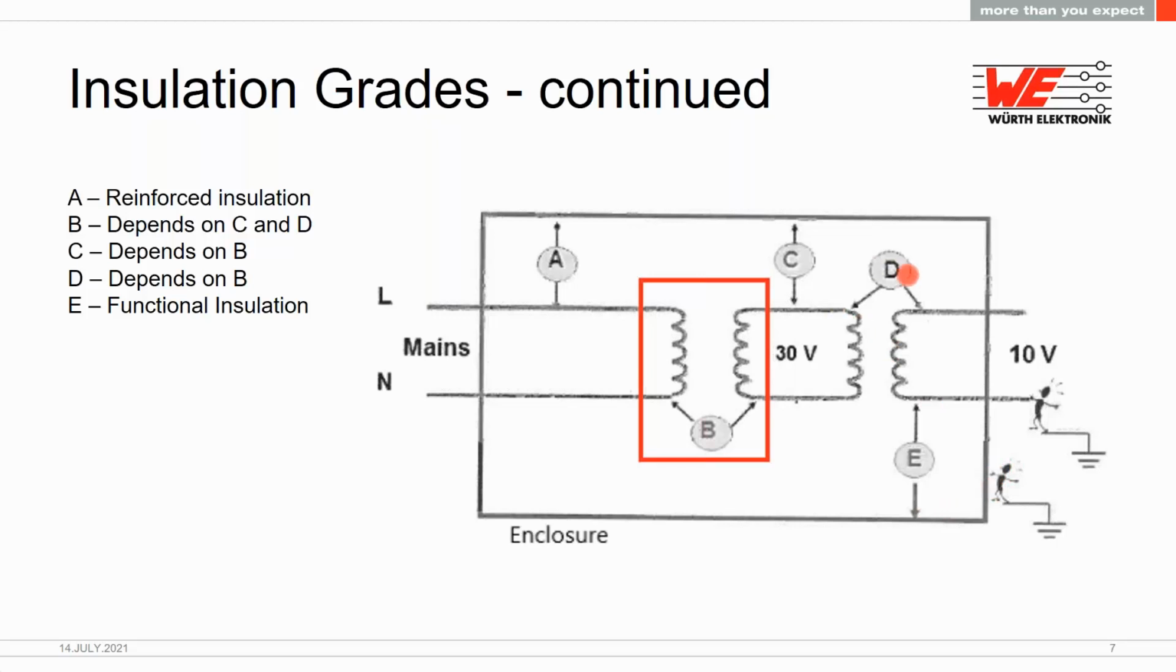Likewise, letter D would also be basic insulation at minimum to have supplementary plus basic for double insulation protecting this end user. Letter E in this case stays as functional insulation, right? We already have our supplementary plus basic, so we only need functional insulation from this 10-volt to the outside enclosure to protect this end user. So as I said in the previous slide, the transformer insulation grade does not necessarily need to meet the exact same insulation grade of the entire end application.